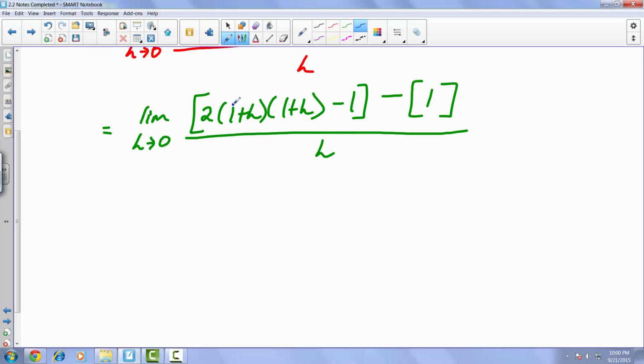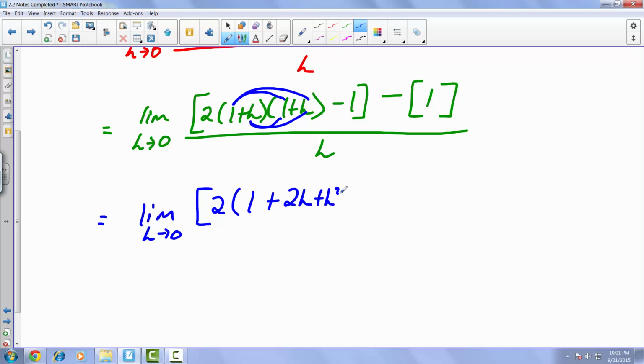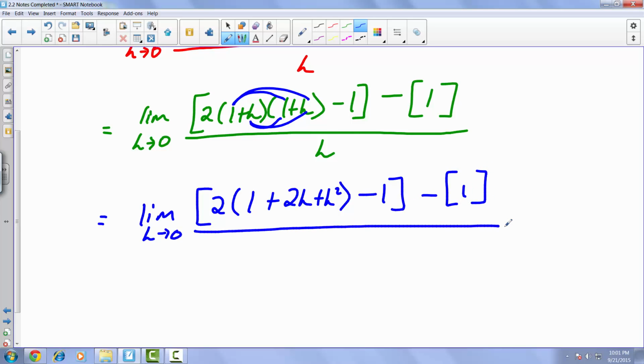Now we can go ahead and FOIL this. And when we FOIL that, we still have the limit as h goes to 0 of 2 times 1 plus 2h plus h squared, when you FOIL that out, minus 1, minus 1 all over h.